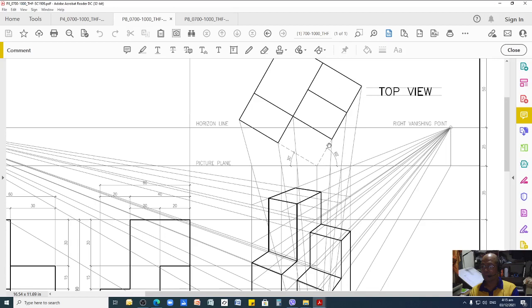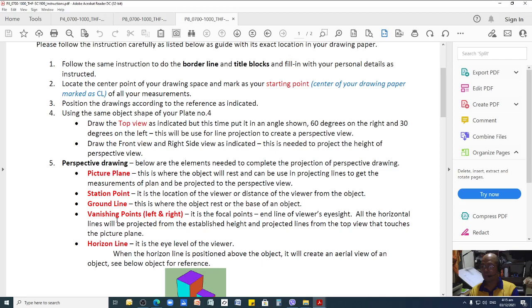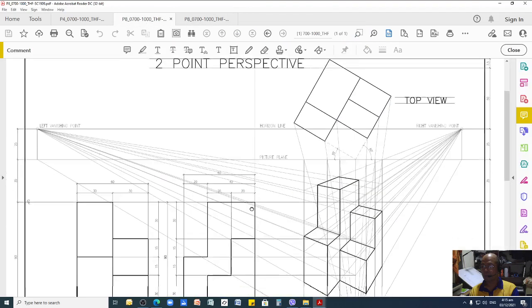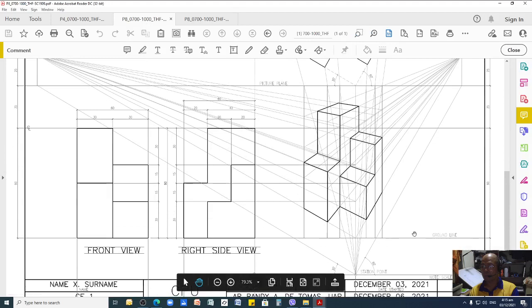Okay, so let us go to the ground line. Obviously the ground line is similar to the picture plane, but the difference is that the ground line is viewed on the sides.